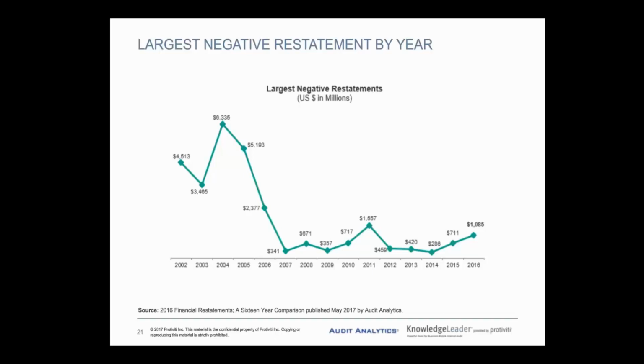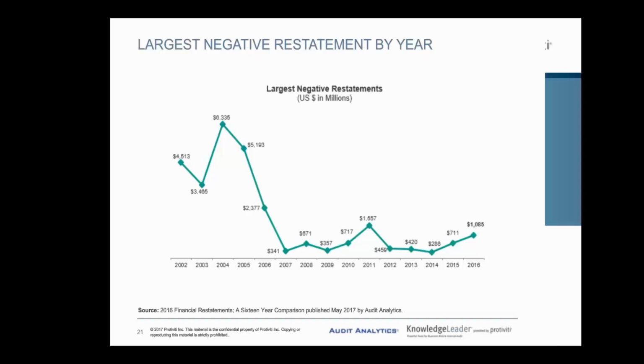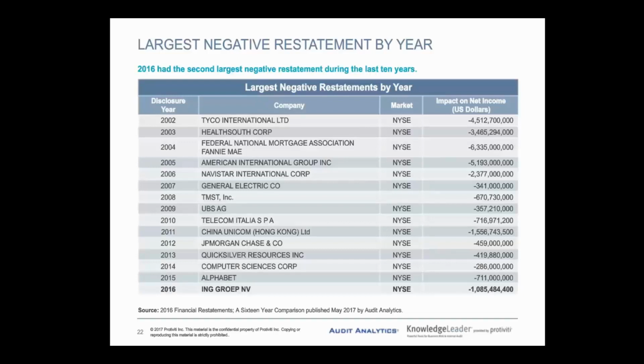2016 was really the first time since 2011 that we had a restatement go over $1 billion in terms of net impact, and I should say impact on net income. This details which companies were correlating to each one of those largest negative restatements by year. Obviously for 2004 and 2005, no surprise that Fannie Mae was 2004 and AIG was 2005. Those were two very notable failures that got a lot of coverage. The lowest one on this is Computer Sciences Corp, who had only a $286 million restatement in 2014, which over the last 14 years, in terms of largest by each year, theirs was the smallest.